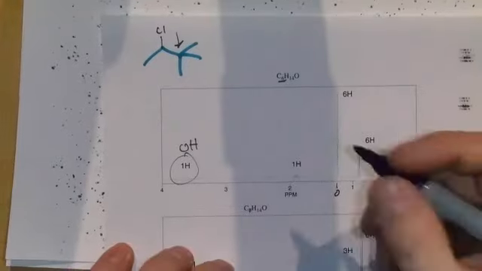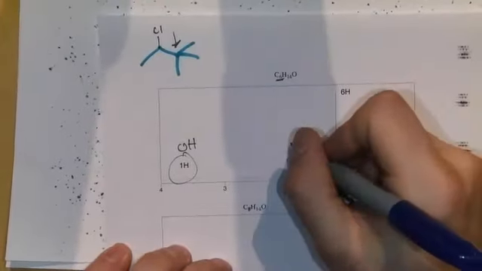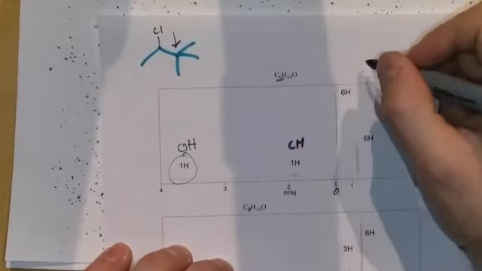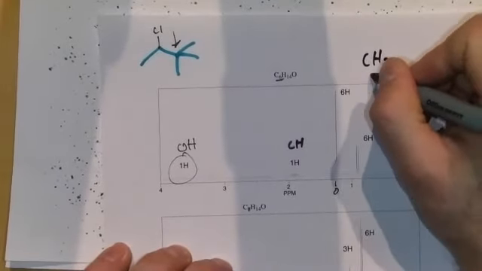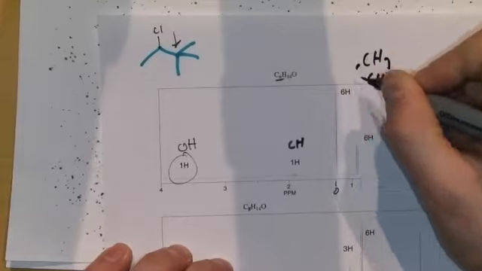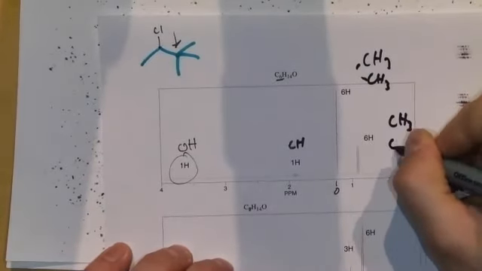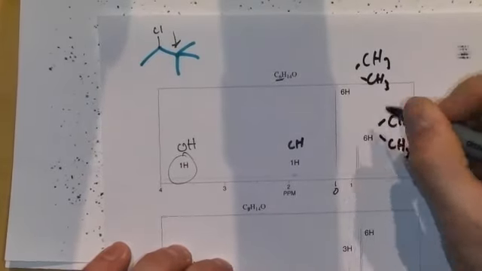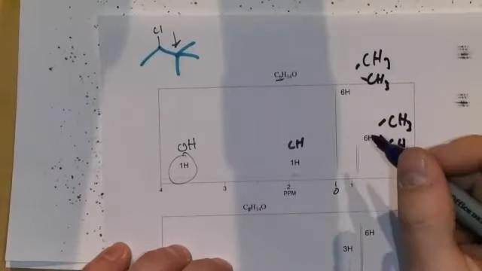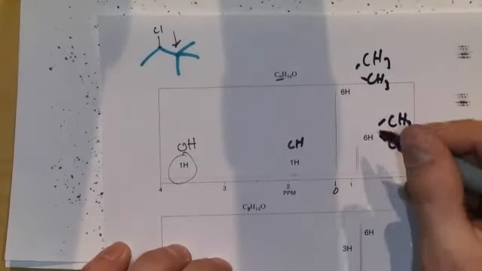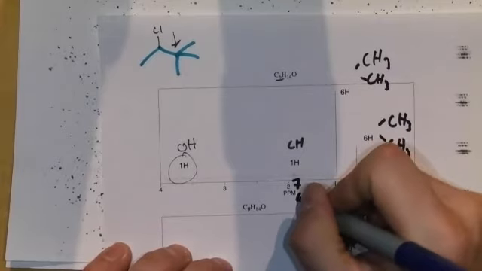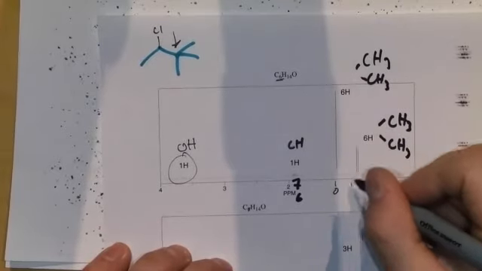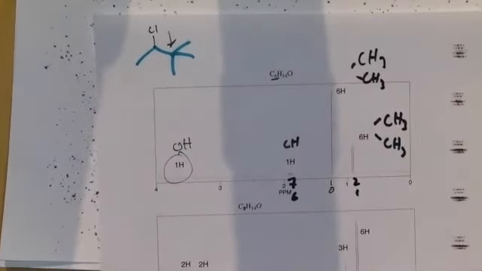I've got a regular CH, 2 CH3s, 2 CH3s. This has, I think, 7 peaks. That's another one I'd have to tell you. 1, 0, 2, 1 here.